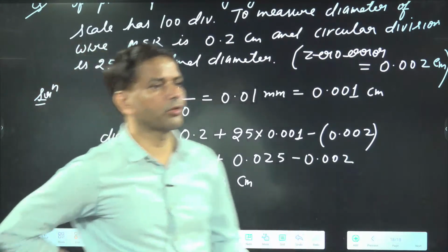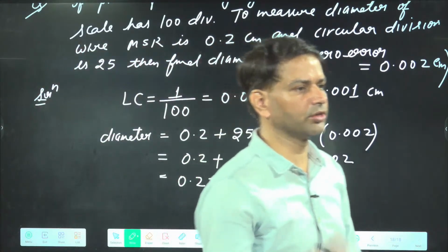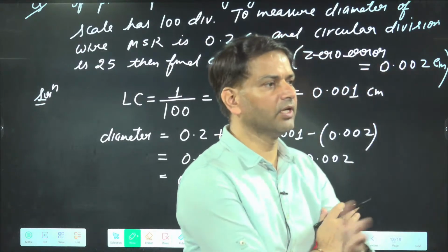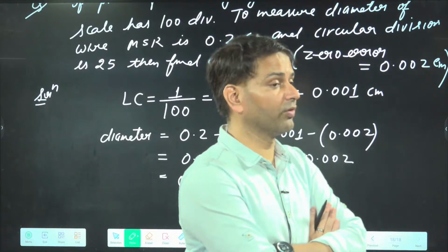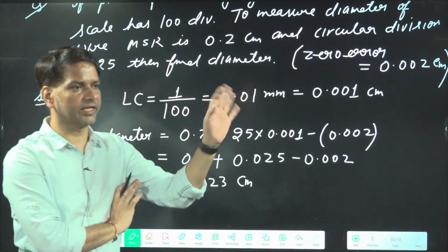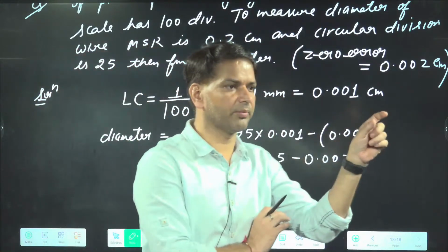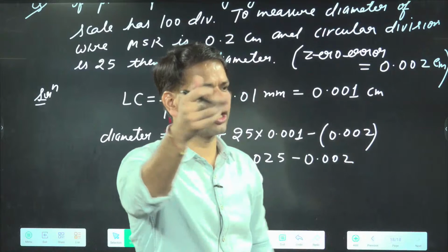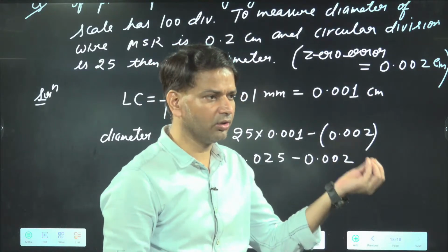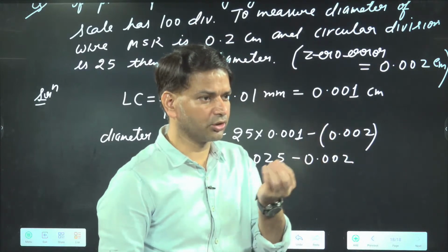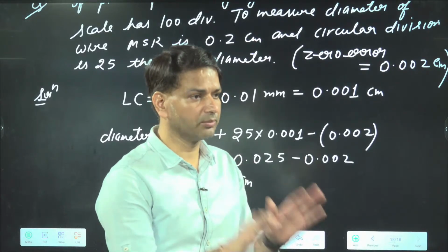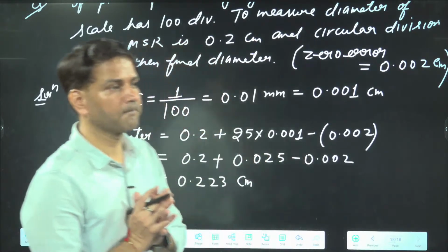Like in 2021, they gave the main scale reading as 0, circular scale reading as 30, no zero error given, and least count 0.001 centimeter. So what is the reading of the screw gauge? Main scale reading they gave 0. The circular scale is 30 divisions, so 30 into least count. Least count is 0.001. So MSR 0 plus 30 into 0.001 gives 0.003, that is the answer. This type of simple question they will give. Okay.